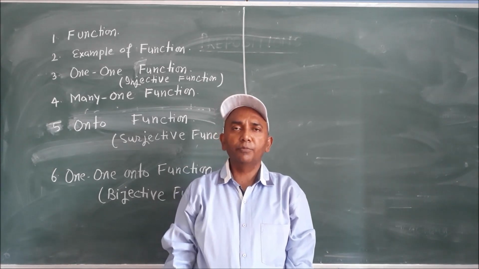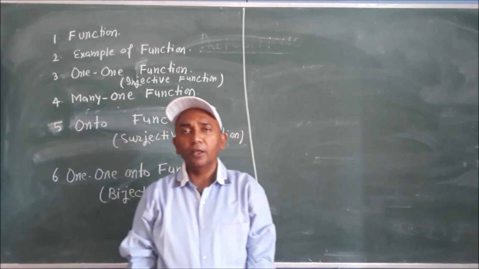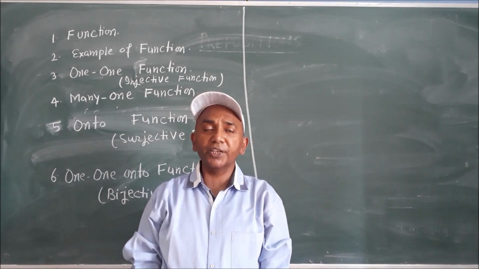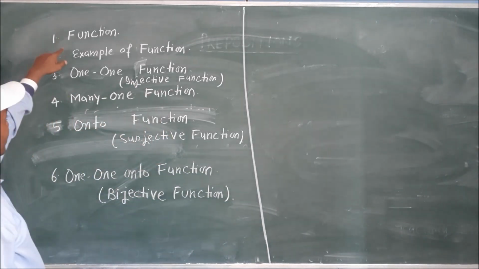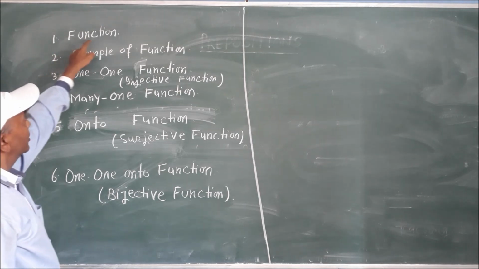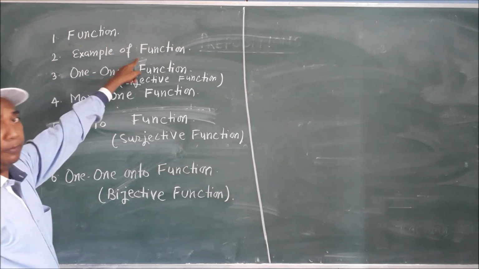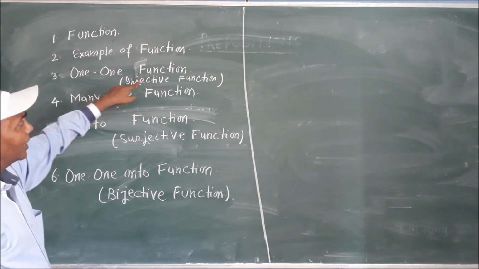Today we have a new topic which is known as function. In this chapter we will get a question of 6 marks in CBSE examination. So here are some important functions which we have to read in class 12. First is the definition of function and its example. Second is one-one function, which is also called injective function.